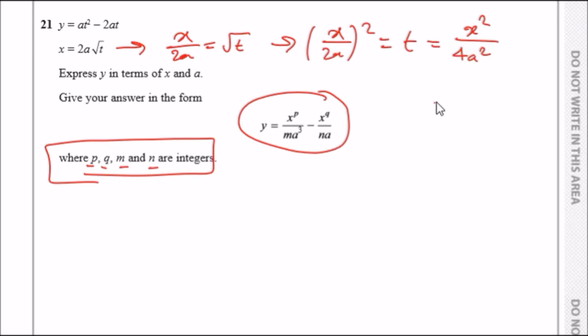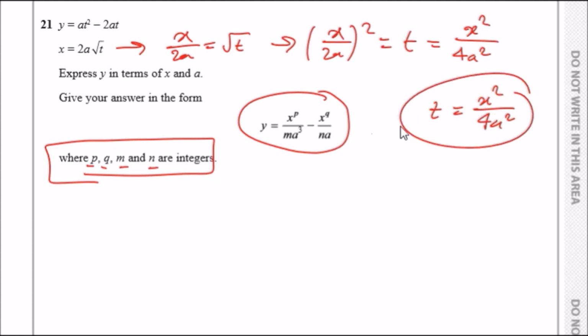Okay, now we have this term here, so let me just move it to the side. Now we can pop this t into the very first equation. So changing the color of my pen to blue, we can say that now y equals a times t squared. Oh yeah, I should get an expression for t squared as well. So t squared is going to be the square of everything here.